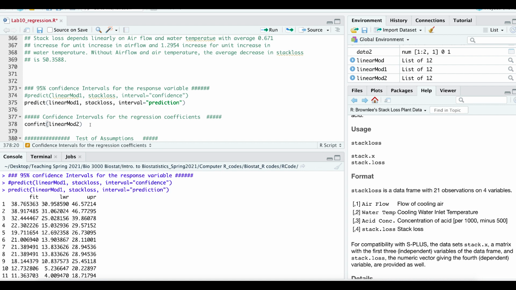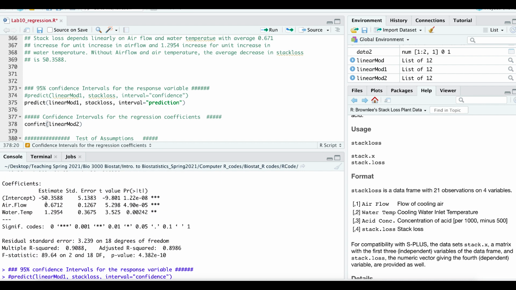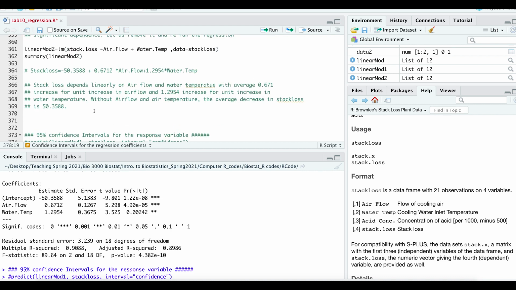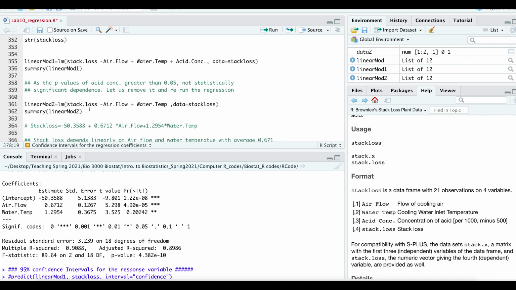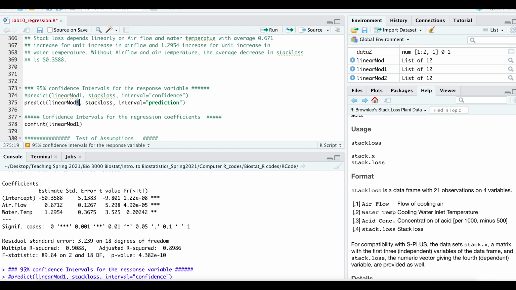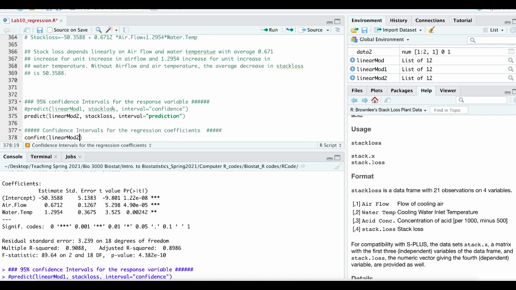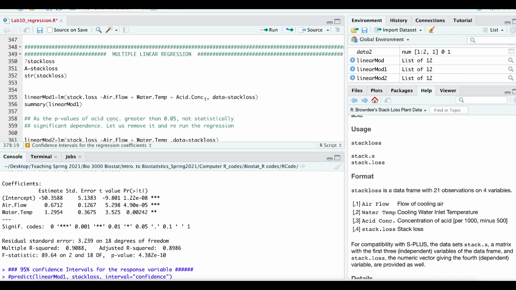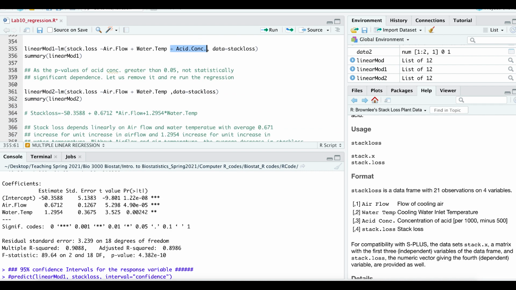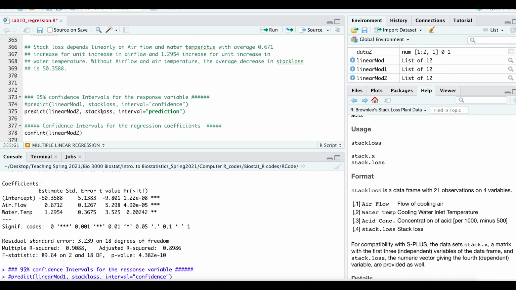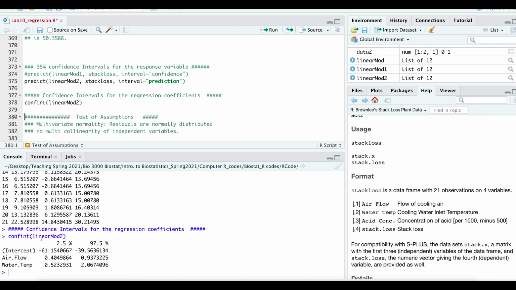And if you want to find out the confidence interval for the beta values, beta 1 is 0.6712 and beta 2 is 1.2954. Let's do it for linear model 2, because I want to do both. In linear model 1 we had 3 independent variables and found that the acid concentration is not significant. That's why we removed it, took just 2, and named it linear model 2. So I'm finding the prediction interval and then the confidence interval for linear model 2, with only 2 independent variables.